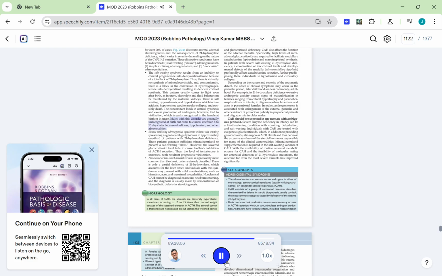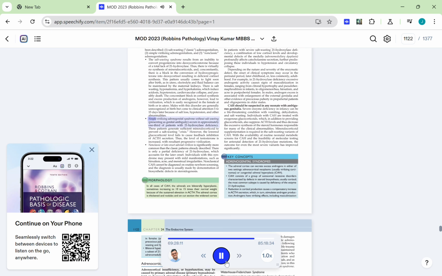Males with this disorder are generally unrecognized at birth but come to clinical attention 5 to 15 days later because of salt loss, hypotension, and other abnormalities. Simple virilizing adrenogenital syndrome without salt wasting occurs in approximately 1/3 of patients with 21-hydroxylase deficiency.